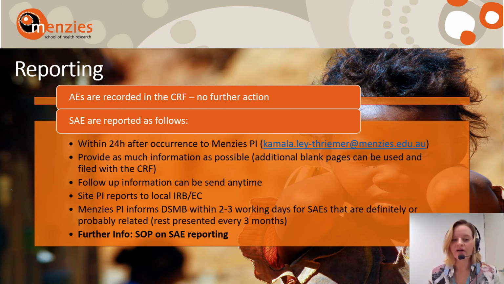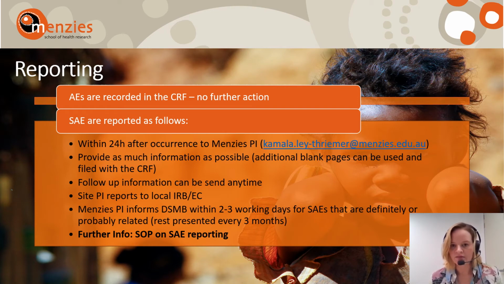Now we'll talk about how to report the AEs and the SAEs. So the AEs are recorded in the CRF and no further action is required. The SAEs are reported within 24 hours to the Menzies Principal Investigator, Kamal Al-Thrimer, and we require as much information as possible. You can use additional blank pages and just attach those to the CRF when filing. Follow-up information can be sent anytime.